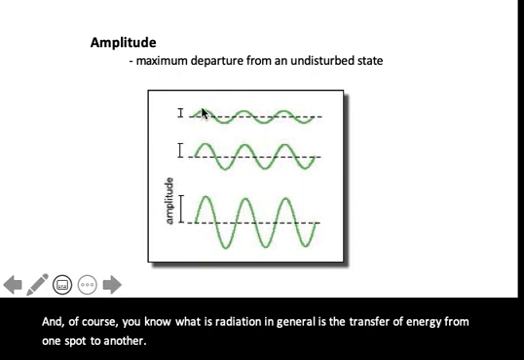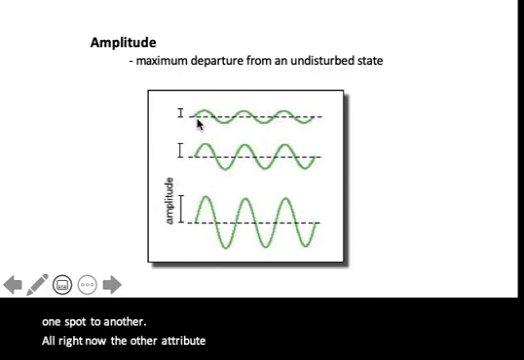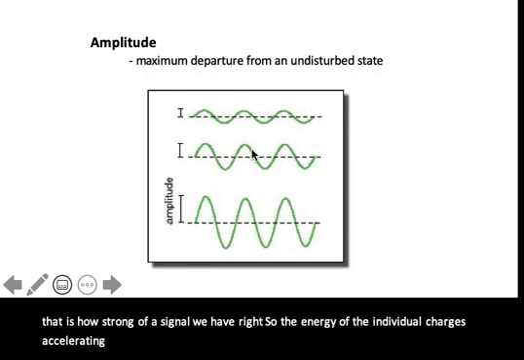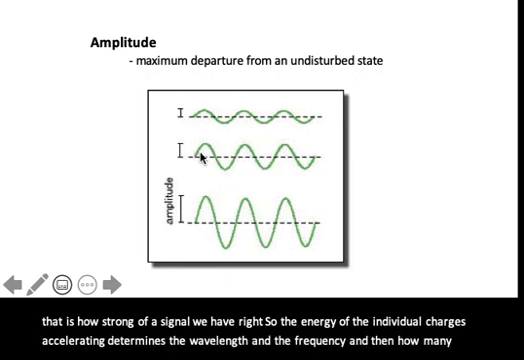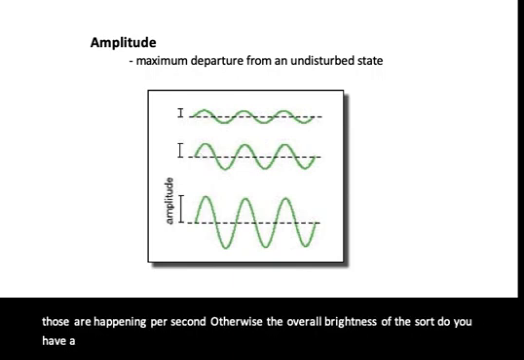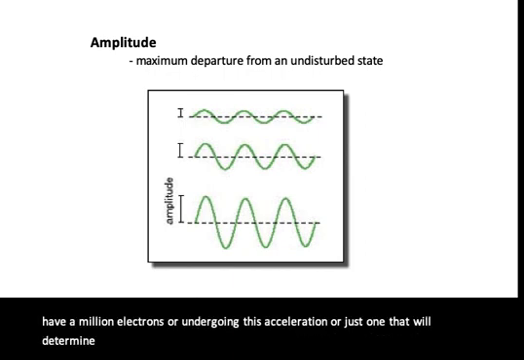All right, now the other attribute here that is related to the source is the amplitude. That is how strong of a signal we have, right? So the energy of the individual charges accelerating determines the wavelength and the frequency. And then how many of those are happening per second? In other words, the overall brightness of the source. Do you have a million electrons that are undergoing this acceleration or just one? That'll determine the amplitude, right? Which would basically correspond to how bright the light is, right?